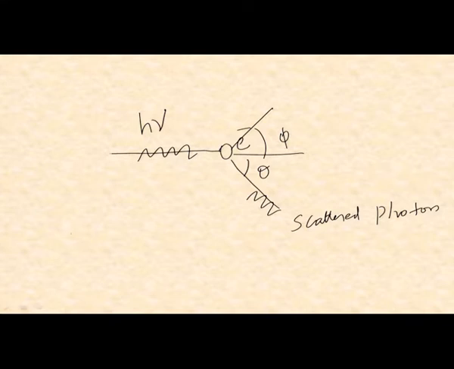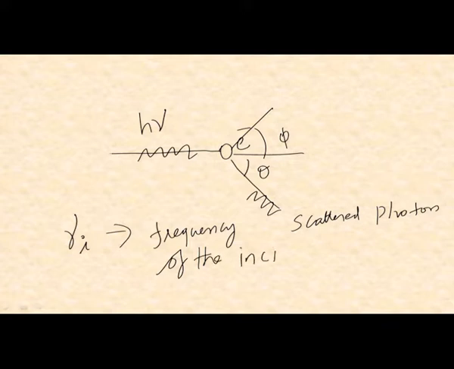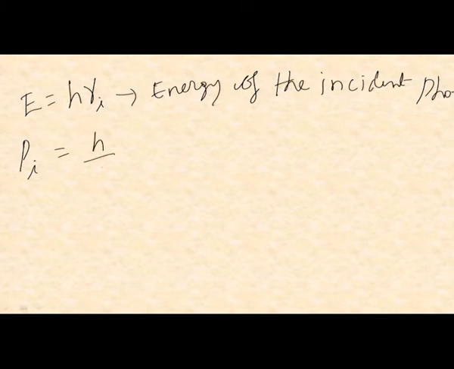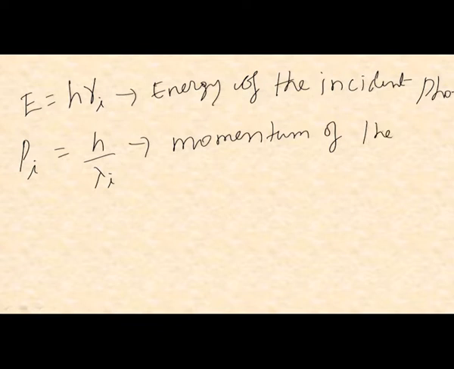Coming to some of the terms in this phenomenon, this nu i is the frequency of the incident photon. Then the energy of this incident photon will be E is equal to h nu i, the energy of the incident photon. Next, the momentum of the incident photon can be obtained from p i is equal to h by lambda i. This is the momentum of the incident photon.